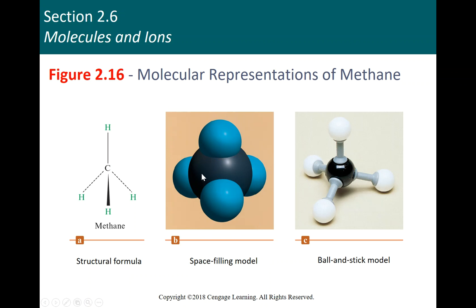Space-filling model shows you that the carbon atom is much bigger than the hydrogen atoms, and how the hydrogens are evenly distributed in order to negate the electron repulsions. And then the ball and stick model helps you see shape as well.